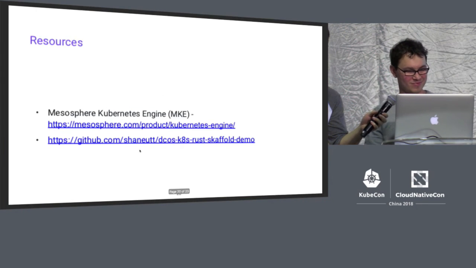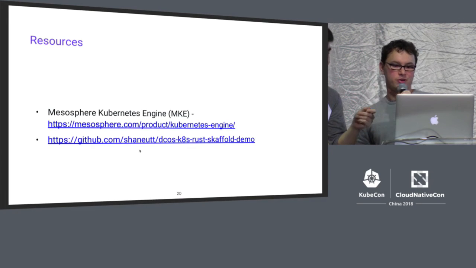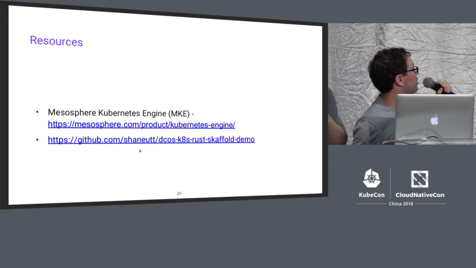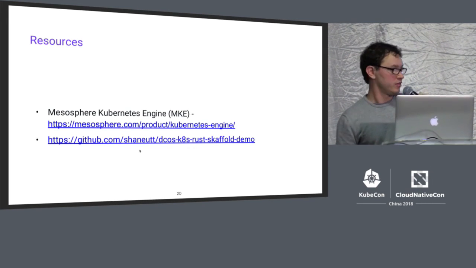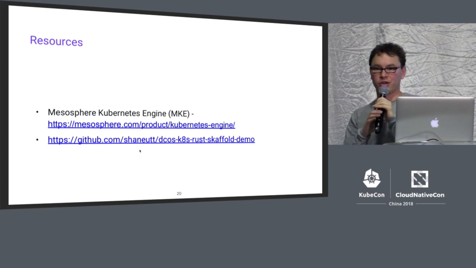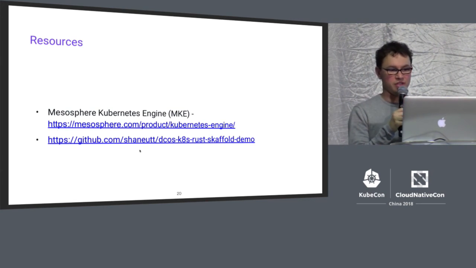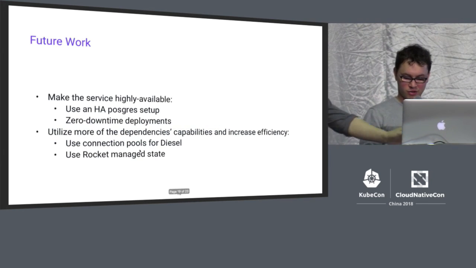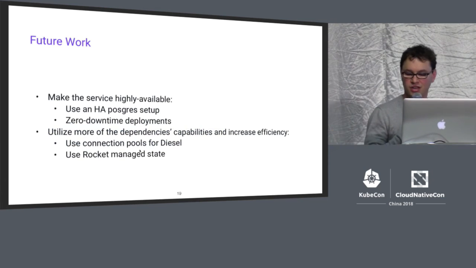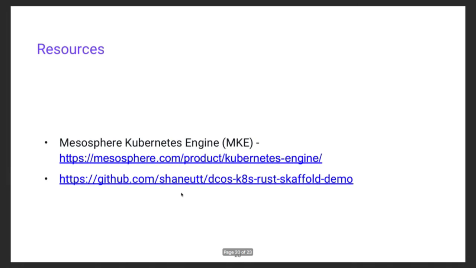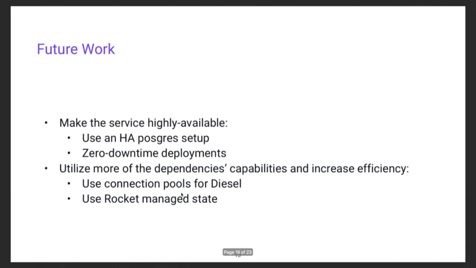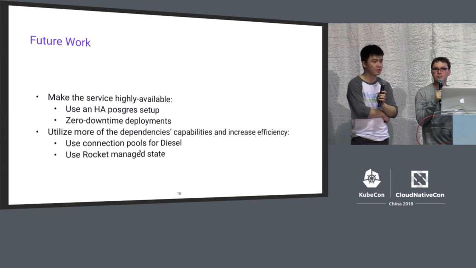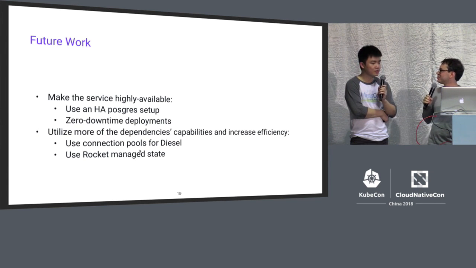OK, so sorry, before questions, there's a link to the full demo using DCOS. So if you want to read all the code in depth and see all the Scaffold examples and everything like that, you can just go there. You can also read more about Mesosphere Kubernetes engine on this link. And here are some future work, some improvements that you could do, like you could run Postgres on HA mode and do 0 downtime deployments using probes and stuff like that. But we skip that in this demo.